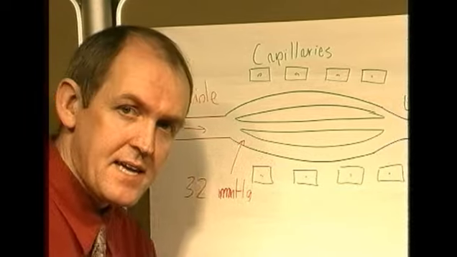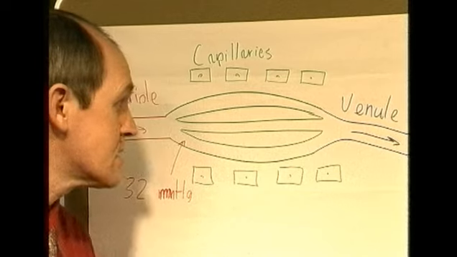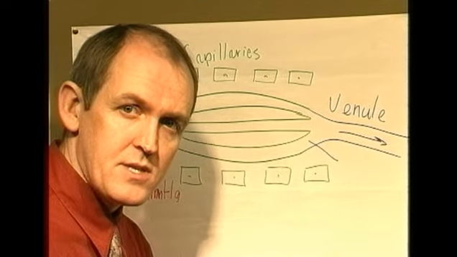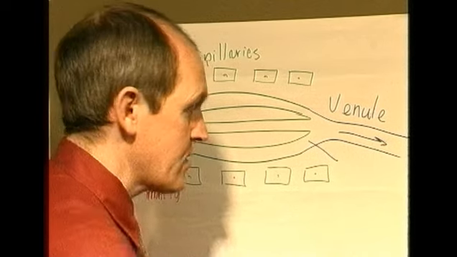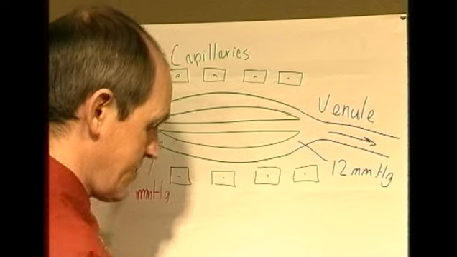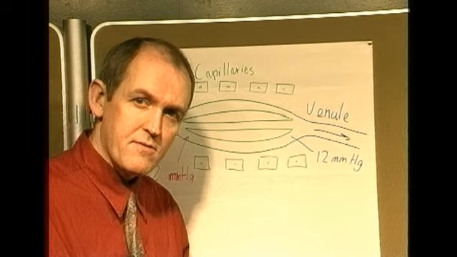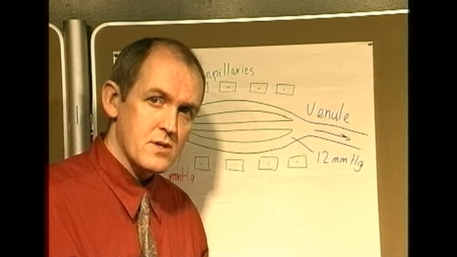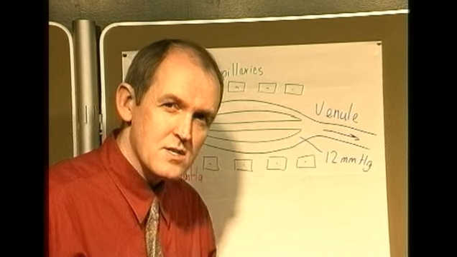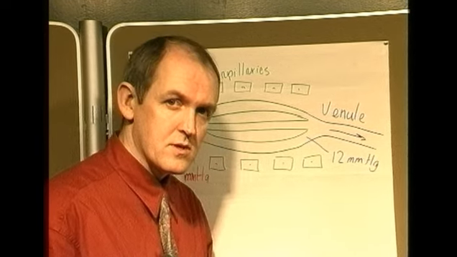Whereas at the venous end of the capillary, the pressure's lower, the pressure's dropped, and the pressure here at the venous end of the capillary is probably something like 12 millimeters of mercury, quite a bit lower. So, arterial end of the capillary, blood at fairly high pressure, 32 millimeters of mercury. Venous end of the capillary, blood at fairly low pressure, 12 millimeters of mercury. Pressure drop as the blood goes along through the capillaries.